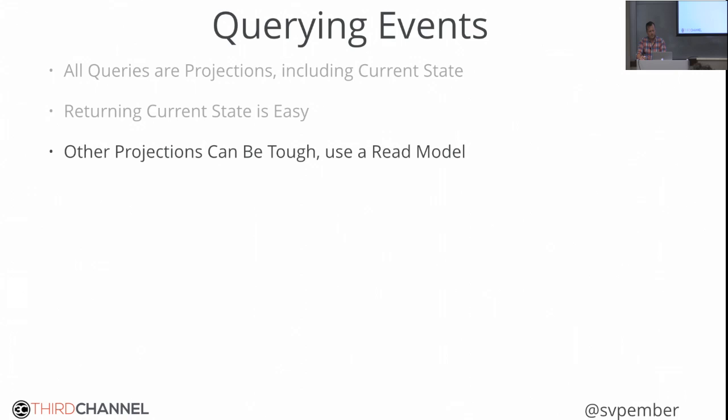Something like, get me the object foo with ID X maps well to the current state of a project, but trying to find all users by email address in a pure event source model would be a little hard, which I'll get into in a minute. So a read model might look something like this.